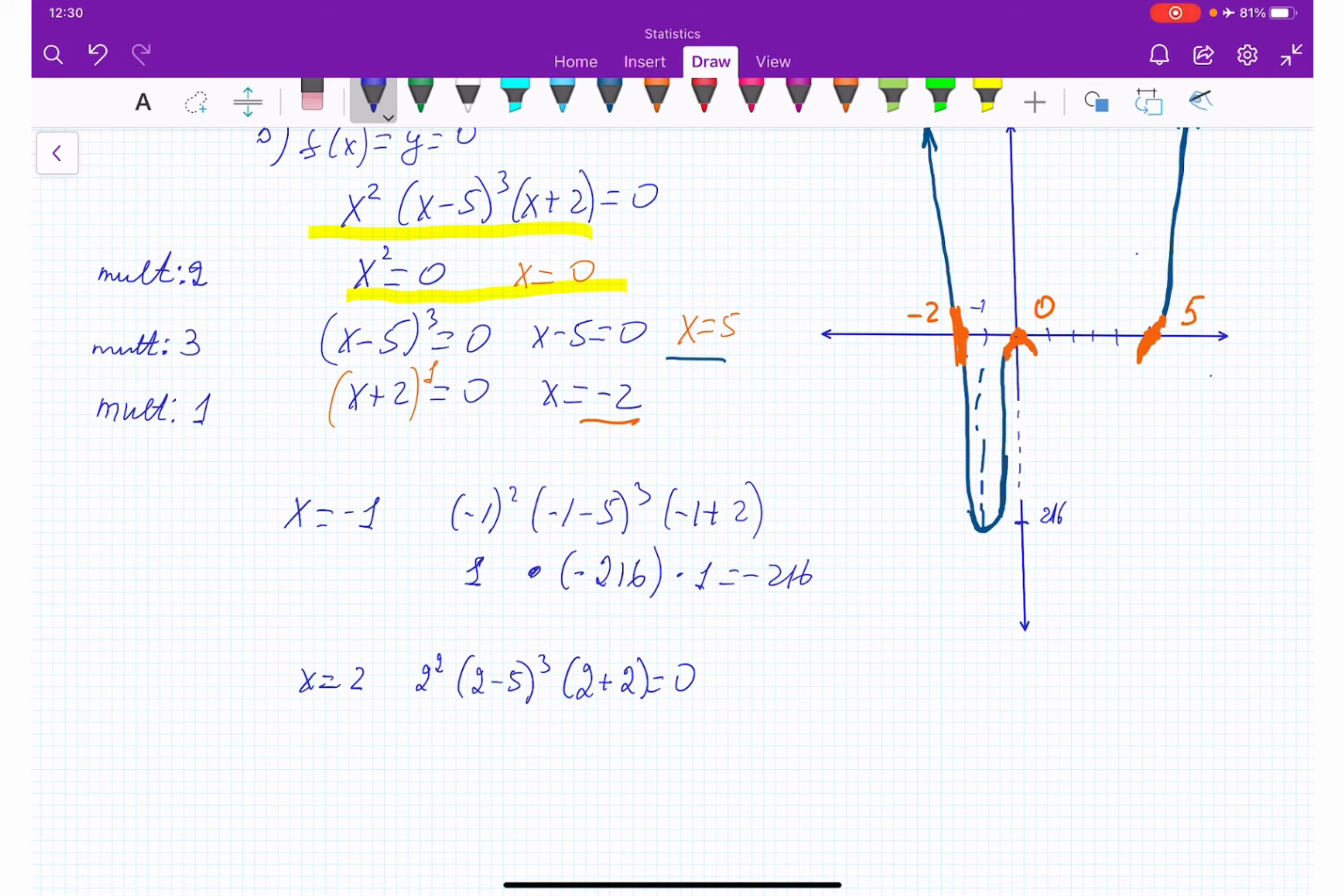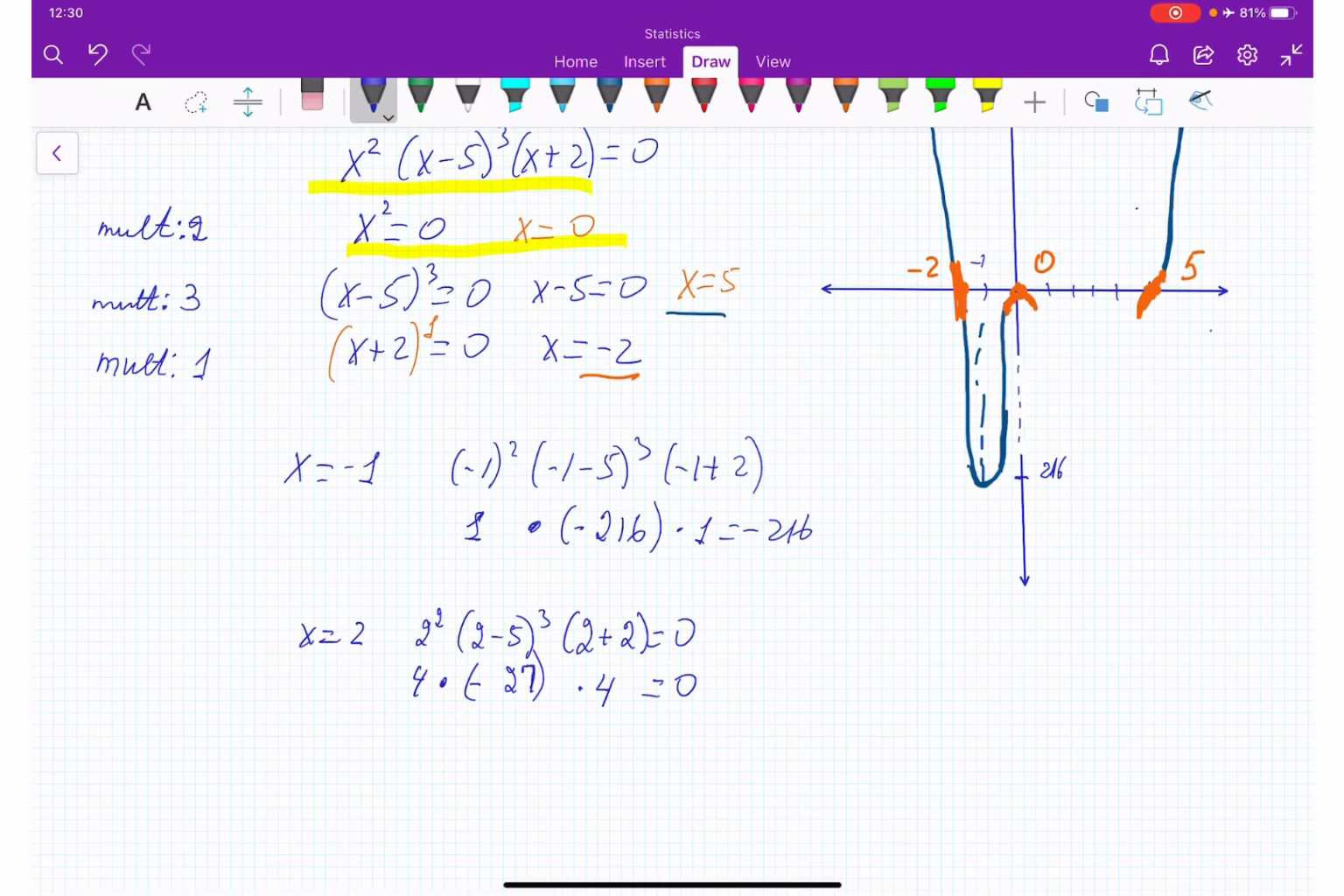So what do we get? 2 squared is 4, times 2 minus 5, which is negative 3. Negative 3 cubed is going to be negative 27. And then 2 plus 2 is 4. 4 times 4 is 16. And let me see, 16 times 27, it's going to be 432.